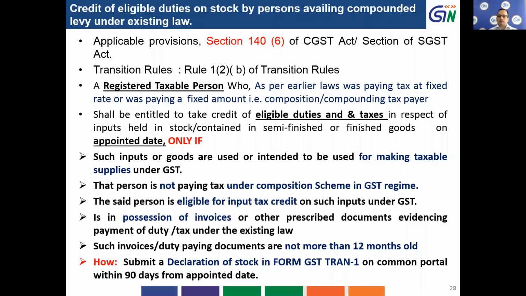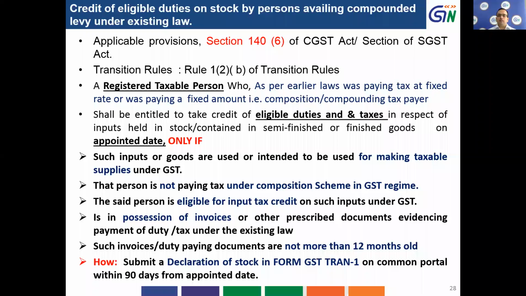So in the registered transition provision, credit has been allowed to them also if they follow the following conditions. He will be entitled to take credit of eligible duties and taxes in respect of inputs held in stock, or inputs contained in semi-finished or finished goods on the appointed date, only if such inputs or goods are used or intended to be used for making taxable supplies under GST. He must intend to make taxable supplies under GST. That person is not paying tax under the composition scheme, because in the composition scheme you are not allowed to take credit and you are not allowed to pass on credit.